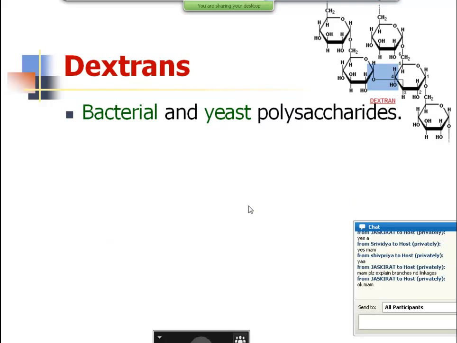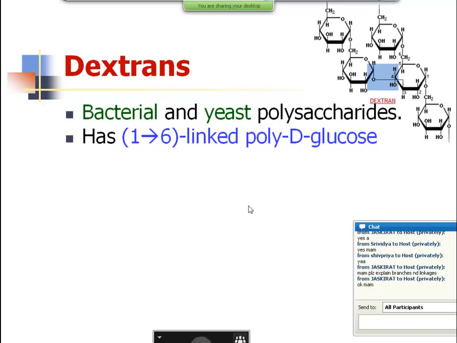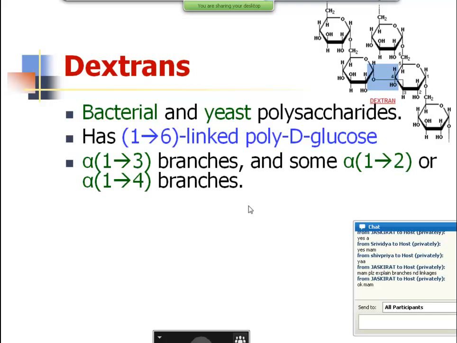Another type of polysaccharide we need to know is dextrin, because we have seen some homopolysaccharides in plants, and we have seen some of them in animals. In bacteria and yeast also there are certain homopolysaccharides. An example is dextrin. Alright. So dextrin is also a homopolysaccharide of glucose residues, the only difference being that it is extensively branched.